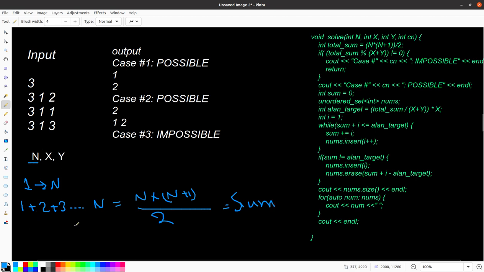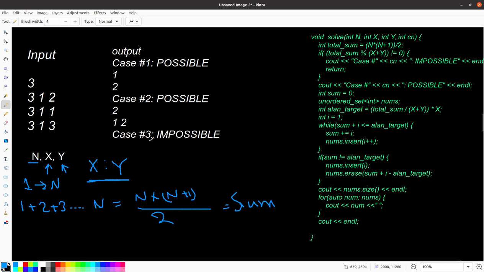Now we need to split these numbers into two sets, the first one for the first person and the second one for the second person, and the ratio of the summation of the first set to the summation of the second set should be x to y. So we need to find if it's possible to find such a ratio. If not, we need to print impossible.